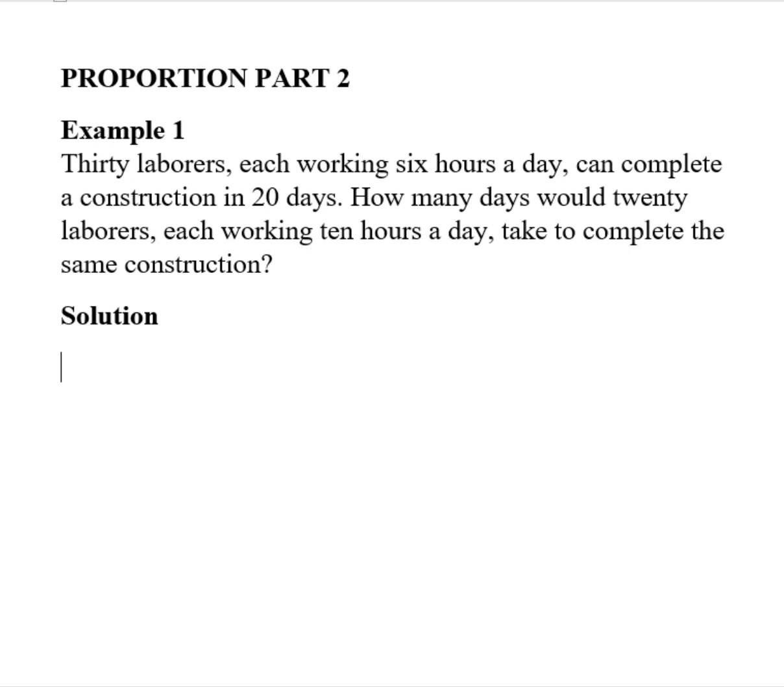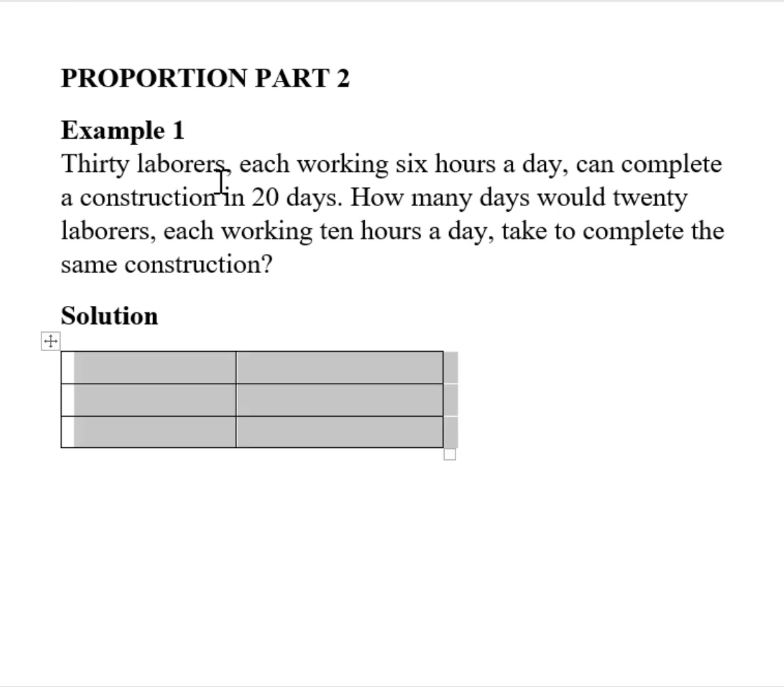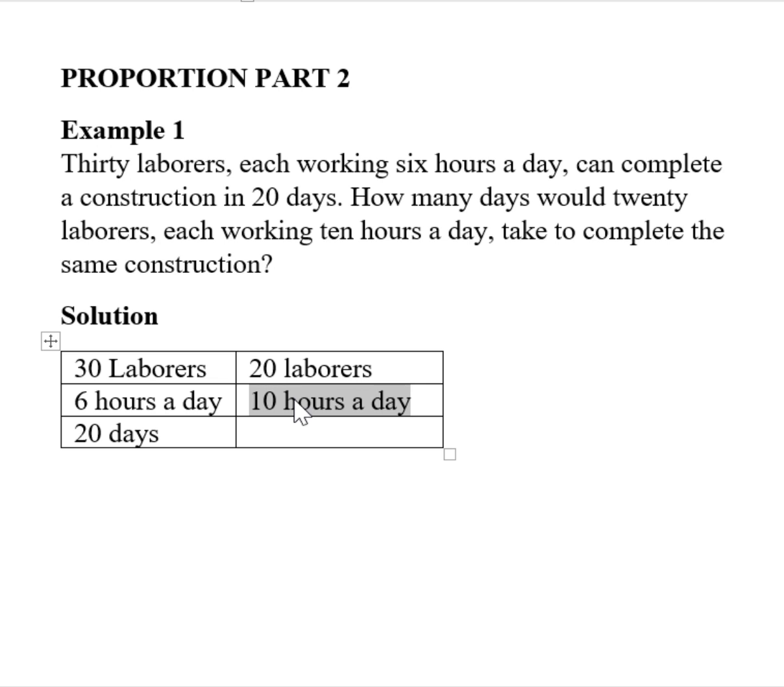Now, for me to work out this question, I like starting with a table which will help me track these quantities. So 30 laborers, I will write 30 here, each working 6 hours a day, so I write 6 hours a day down here, can complete a construction in 20 days, so I write 20 days here. How many days would 20 laborers, so I write 20 laborers here, each working 10 hours a day, so I write 10 hours a day here, take to complete the same construction? So how many of these?